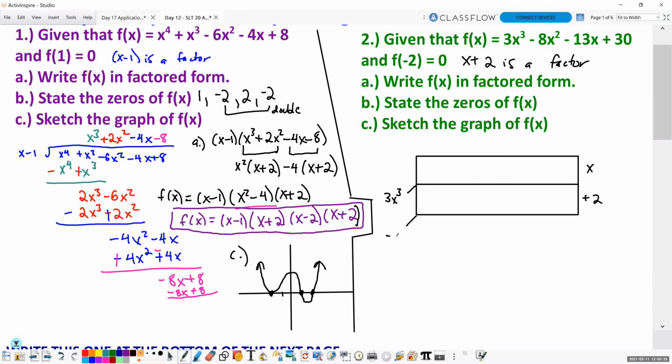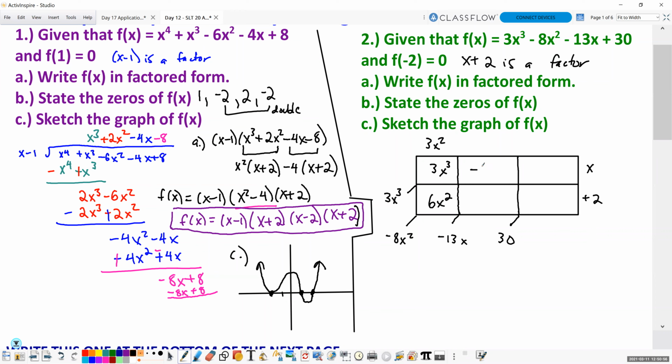This is going to be negative 8x squared. This is going to be negative 13x. And then this is going to be 30. So 3x cubed goes in the top left box. 3x cubed divided by x is 3x squared. Multiply back.